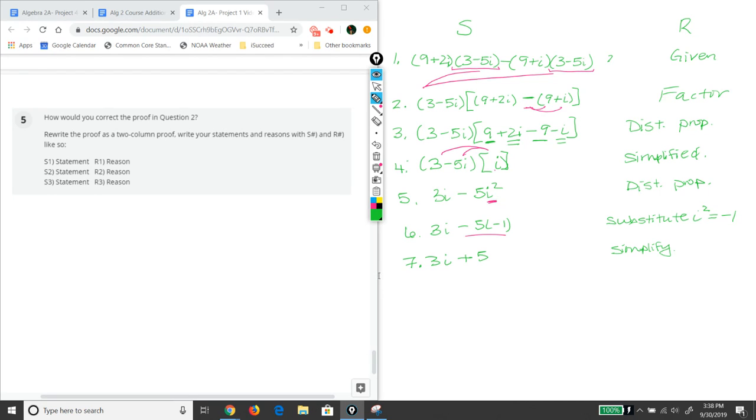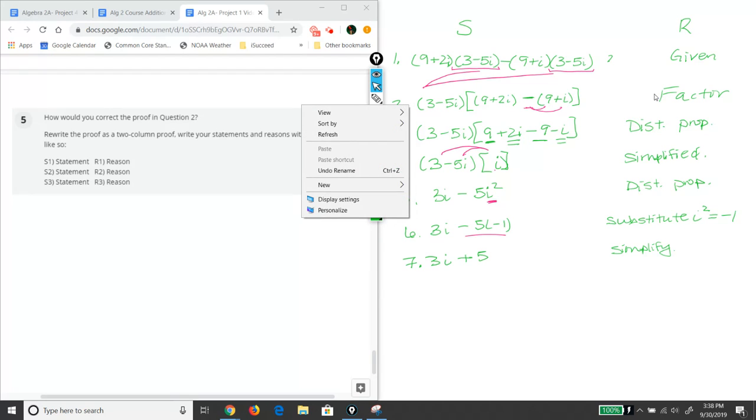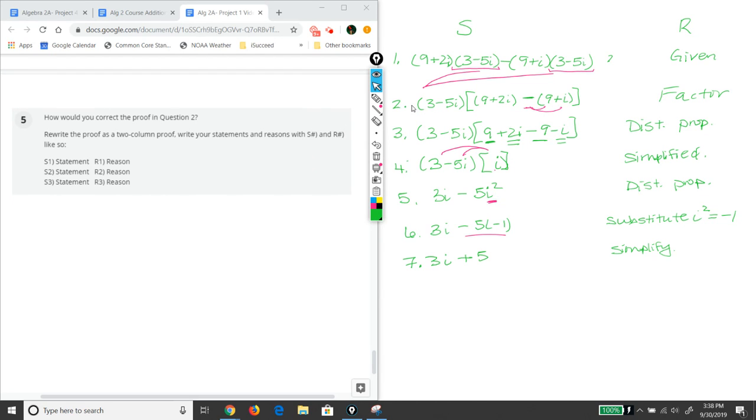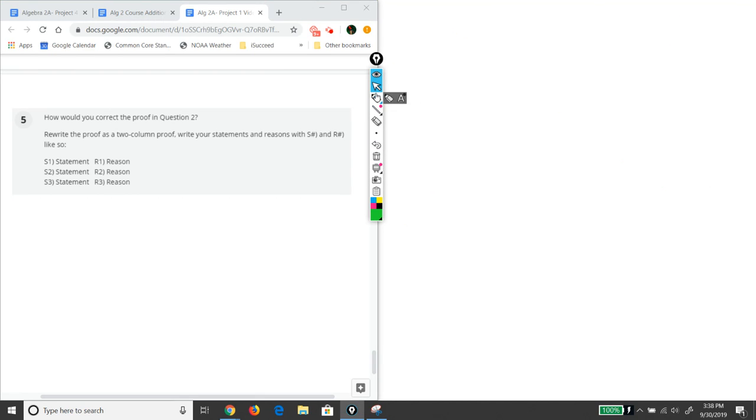So to put this into the courseware, you would just give me S1 and give me my statement here. S2, sorry, statement here. Reasoning R2 would be the factor. So typing that in would be totally great. Okay, moving on to the last question.